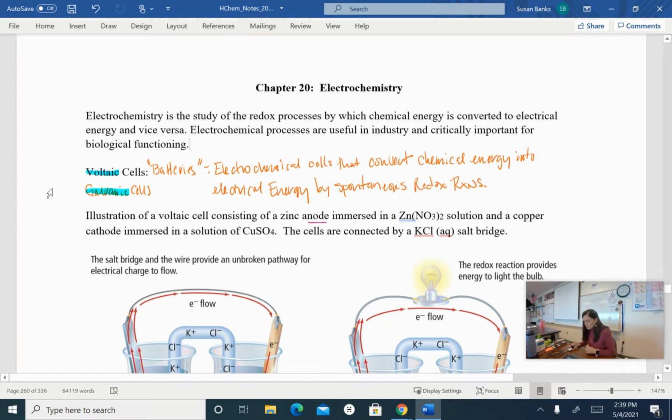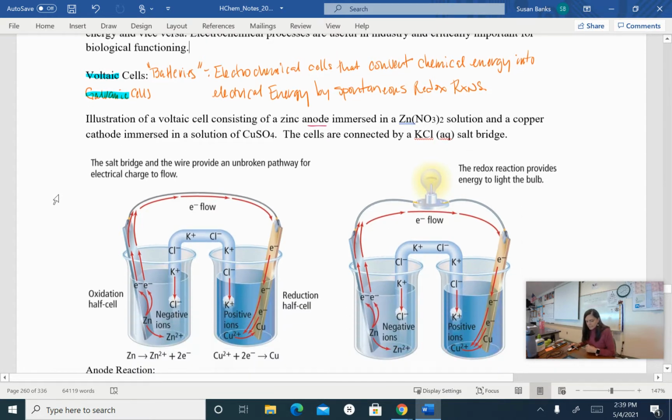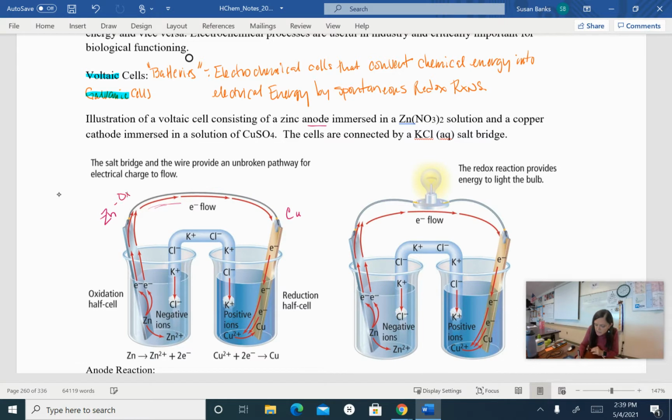Okay? So let's look at this. So we've got our zinc over here, and we've got our copper over here. If you notice, the electrons, these red lines are showing us which way the electrons are flowing. So the electrons are flowing from the zinc to the copper. So that means the zinc is losing electrons, right? So the zinc is becoming oxidized because it is losing electrons. And the copper is gaining electrons, so it is becoming reduced.